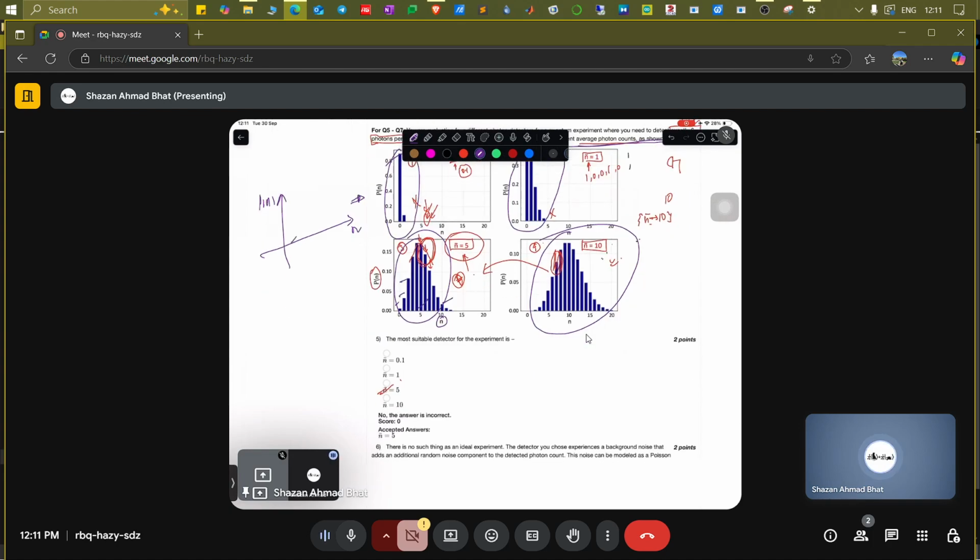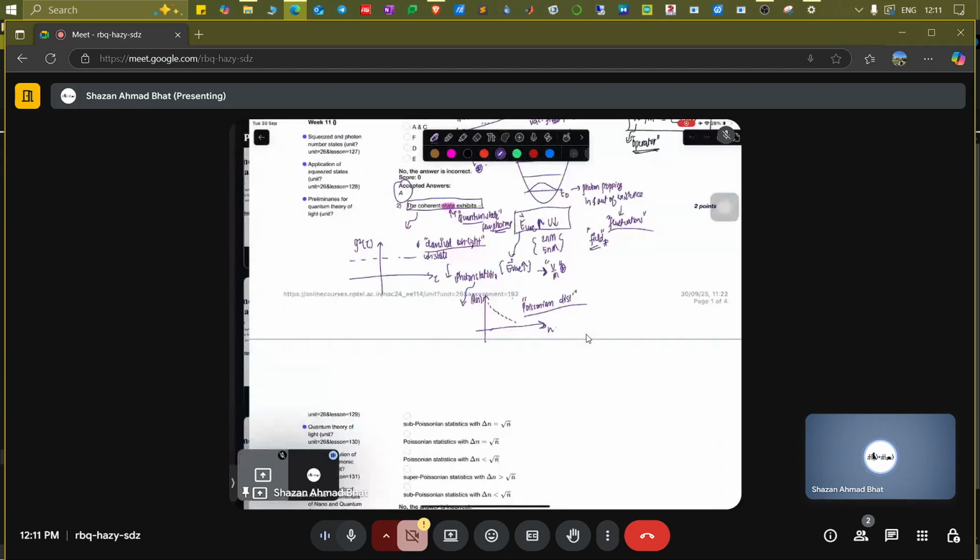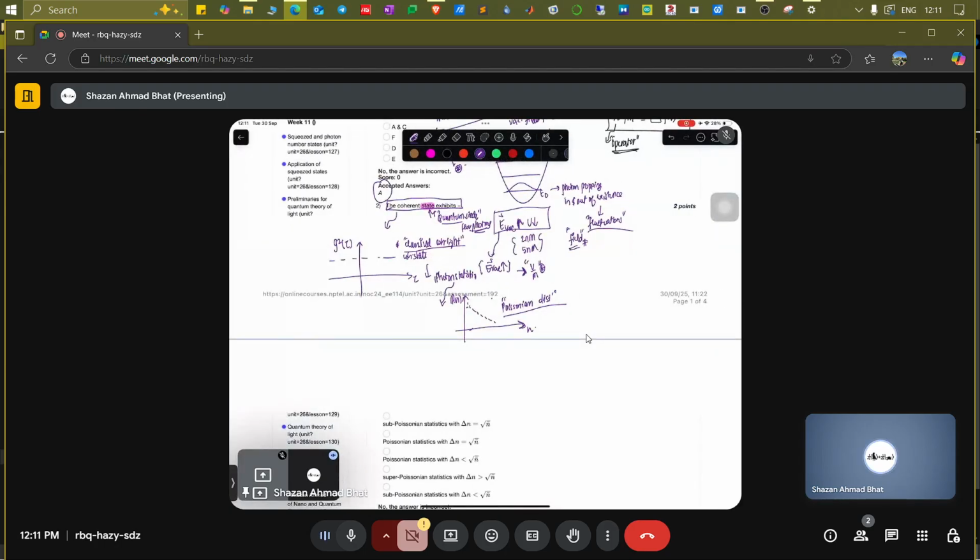That's why I didn't make it a continuous distribution, because it's not continuous. It is discrete. It is discrete events, because the photon detection itself is a discrete event. So that's why I hesitated in making it a continuous curve here.